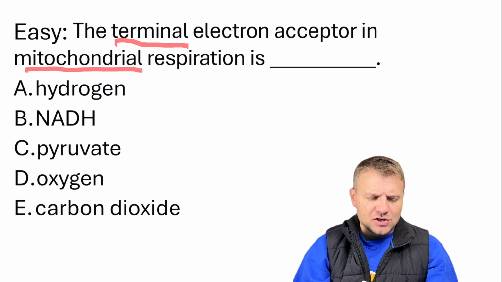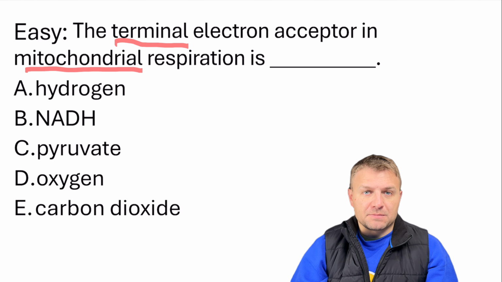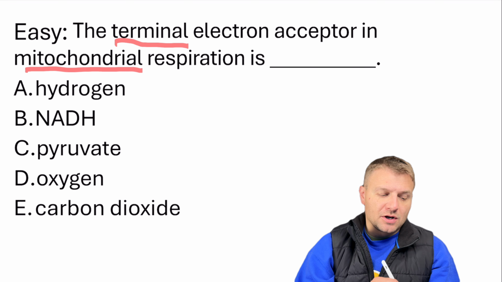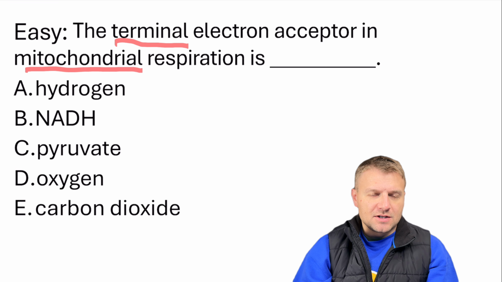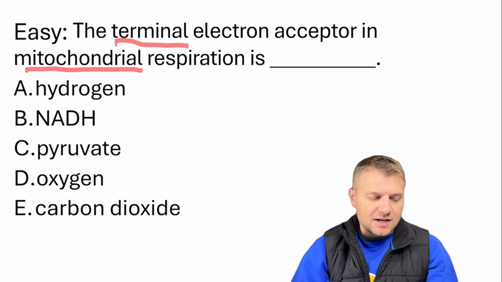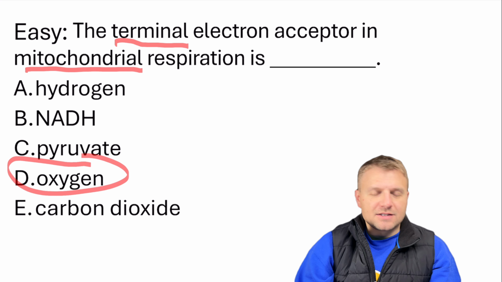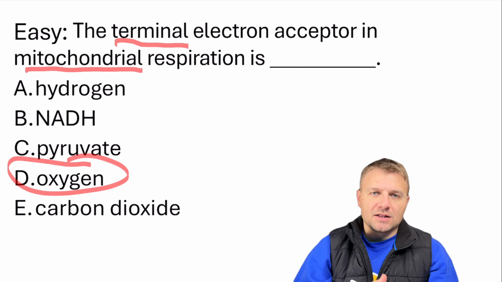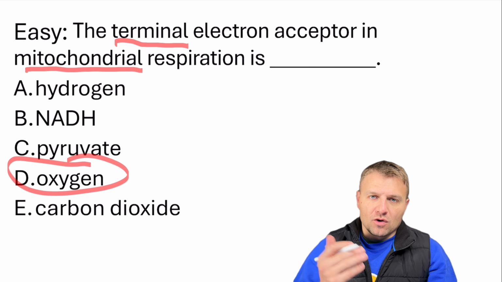Mitochondrial. Yeah, we talk about mitochondria, but it's just talking about aerobic respiration, since aerobic respiration is going to occur in the mitochondria. So another way of saying this is, what's the last electron acceptor in aerobic respiration? It's oxygen. Oxygen accepts the electrons, binds with hydrogen ions to form water.